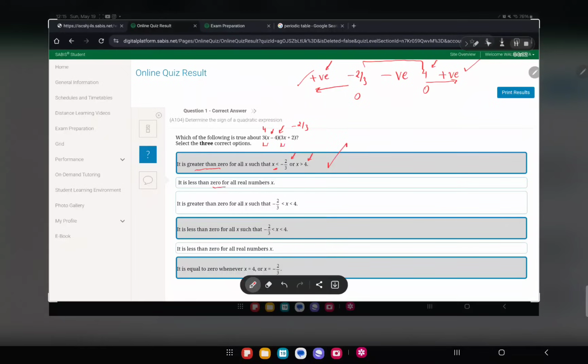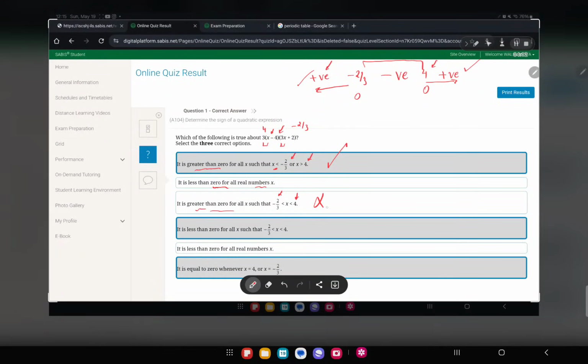It is less than 0 for all real numbers x. Less than 0, that means negative. So is it negative for all of the numbers? Of course not, right? It's only negative in between these two. It's greater than 0 for all x such that x is in between negative 2 over 3 and 4. Let's see, between negative 2 over 3 and 4, is that greater than 0? No, it's actually less than 0. It's negative. It's not positive. Greater than 0 means positive.